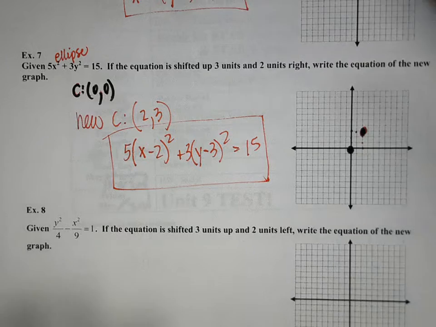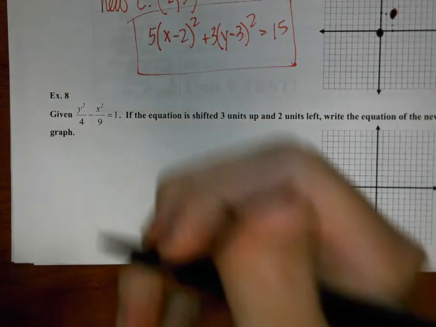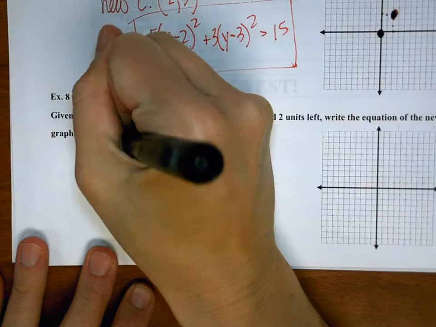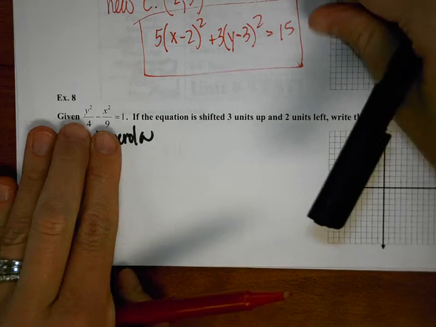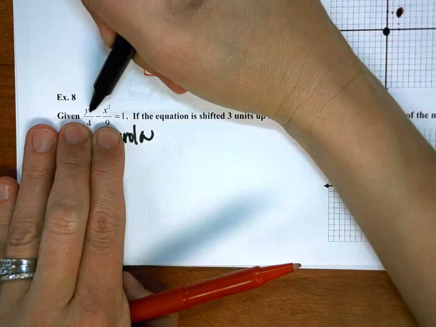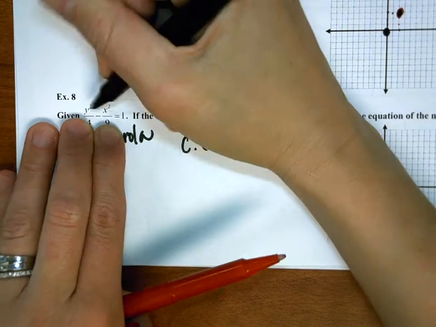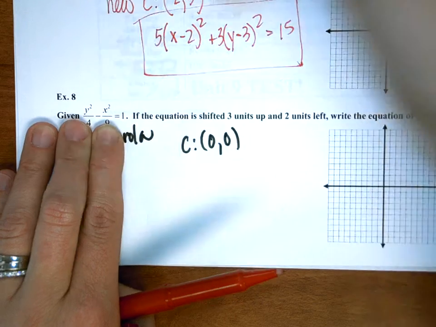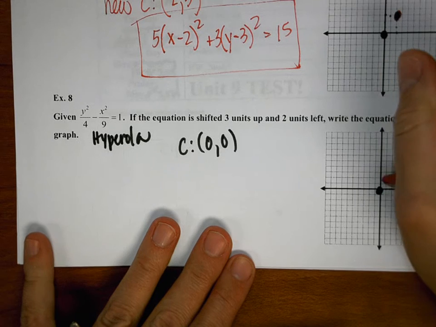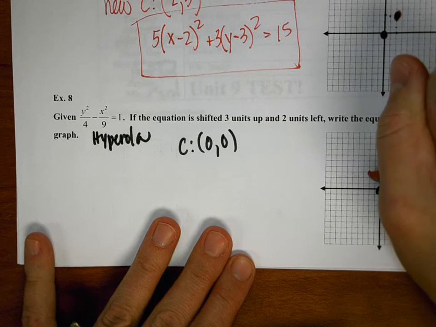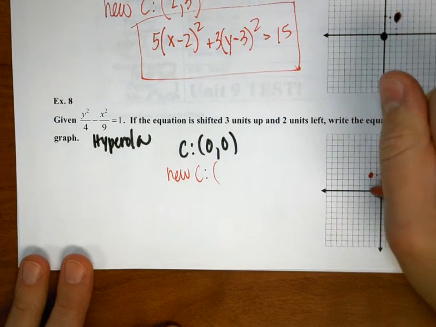Okay, last one. It says given. First of all, what type of shape is this one? Good, it's a hyperbola, and we know that because there's the subtraction in between the squared terms. Pay attention on this one with your x and y, because the y comes first in this equation. My center is 0, 0 because there's nothing with the x or the y. So we start at 0, 0. Then it tells me the equation is shifted 3 up, 1, 2, 3, and 2 left, 1, 2. So my new center is at negative 2, 3.